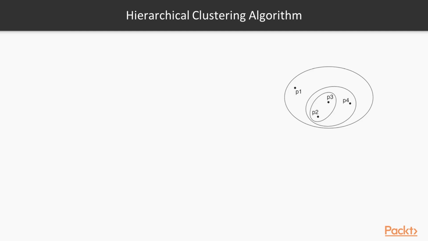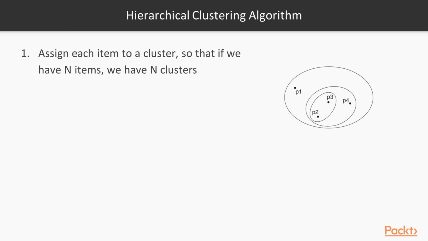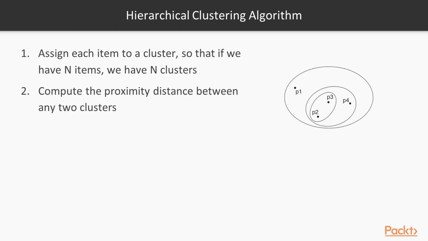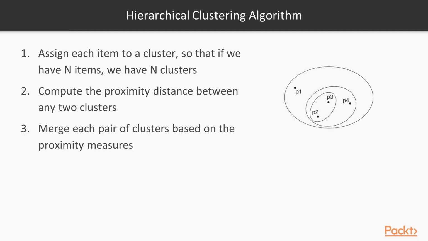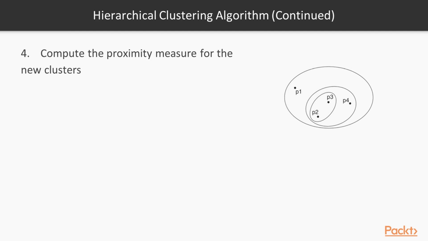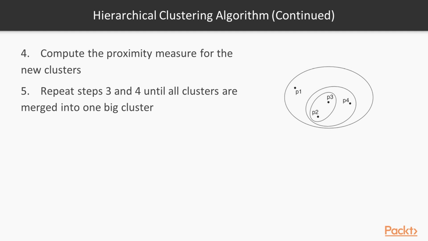In this slide, we are going to go through the hierarchical clustering algorithm. At first, we assign each item to a cluster so that if we have n items, we would have n clusters. Then we compute the proximity distance between any two clusters. In the third step, we merge each pair of the clusters based on the proximity measures. Then we compute the proximity measure for the new clusters. We must repeat steps 3 and 4 until all clusters merge into one big cluster.